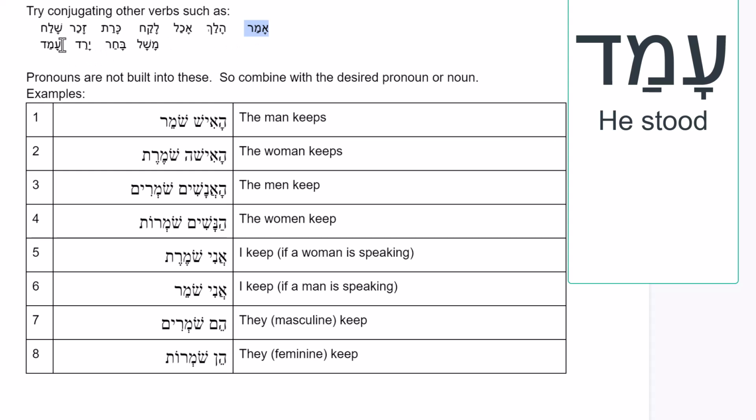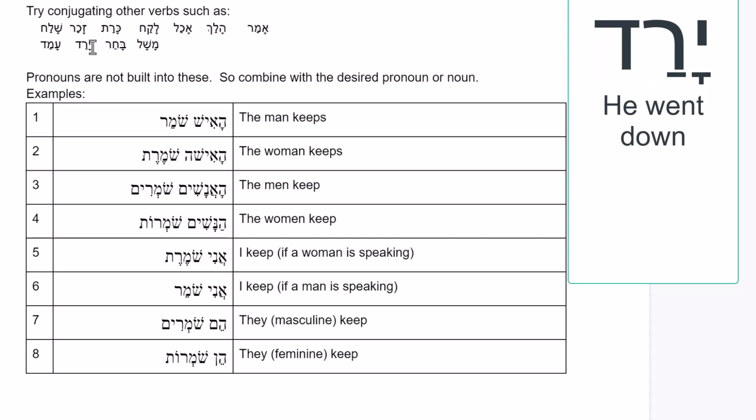The next one is amad, which means he stood, and then we're going to make it he stands. Okay, so amad would become omed, omedet, omdim, omdot. You try slowly. Now I'm going to say them quickly. Omed, omedet, omdim, omdot.